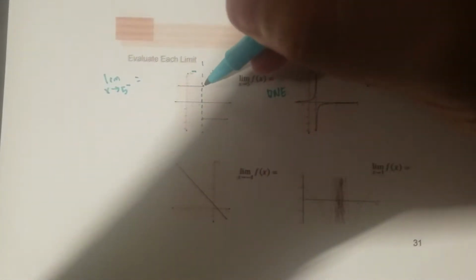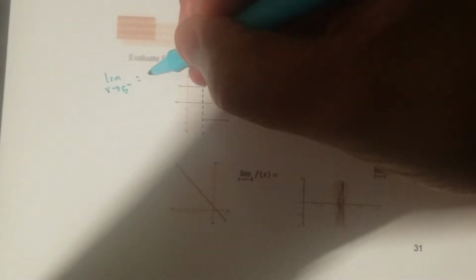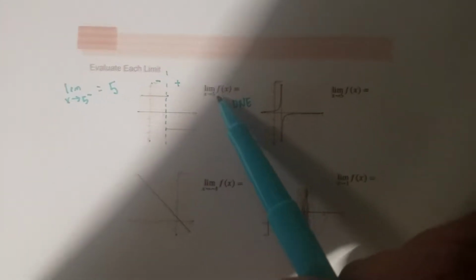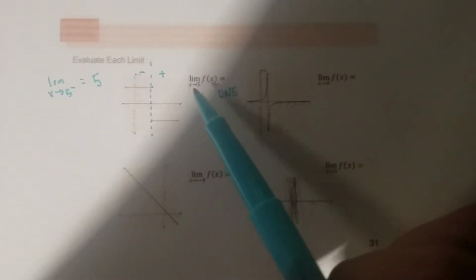Okay, had it asked for the limit only on the negative side, then I would have an answer. It'd be this one right here, which is at 5. And if it asked for the positive side, then it would be negative 5. But because I don't have those little negative or positive signs, it does not exist.